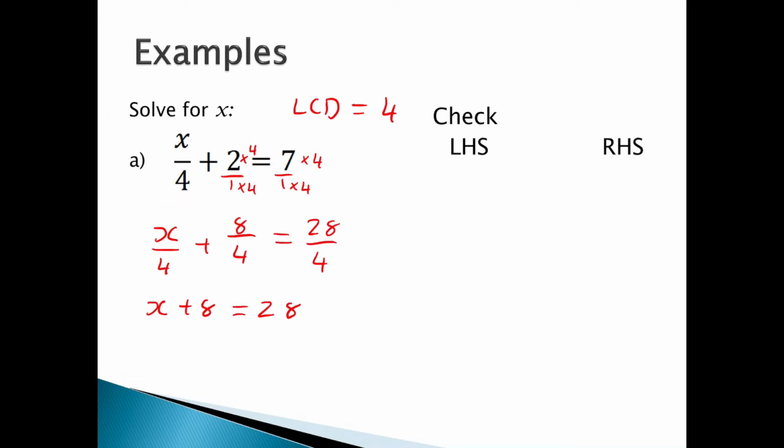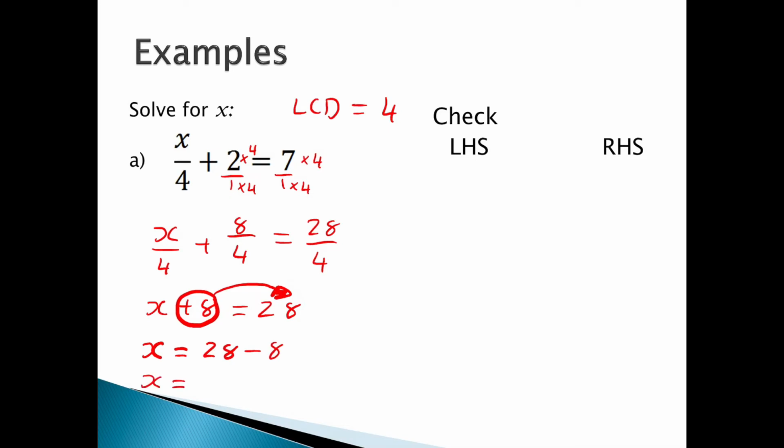So what I want to do is get my variables on one side and my constants on the other. So I'm going to be moving this positive 8 over and changing it to a negative 8. So I'm going to have x equal to 28 minus 8, which is going to give me an answer of x equals 20.